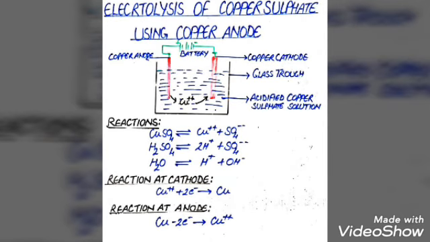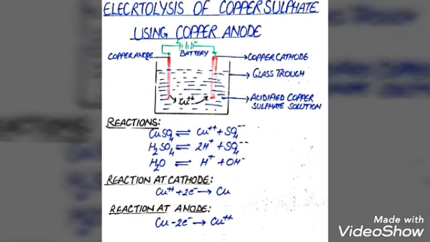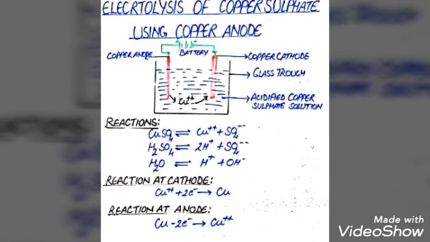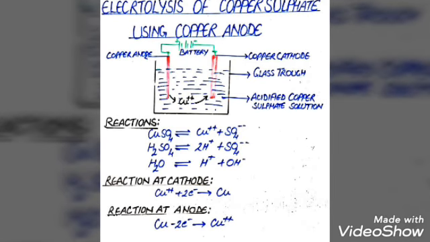Electrolysis of copper sulfate solution using copper anode. Here copper anode is active anode. A solution of copper sulfate containing a few drops of sulfuric acid acts as electrolyte, and the components of electrolyte dissociate into their ions. So we have copper ions, sulfate ions, hydrogen ions and hydroxyl ions in the solution.